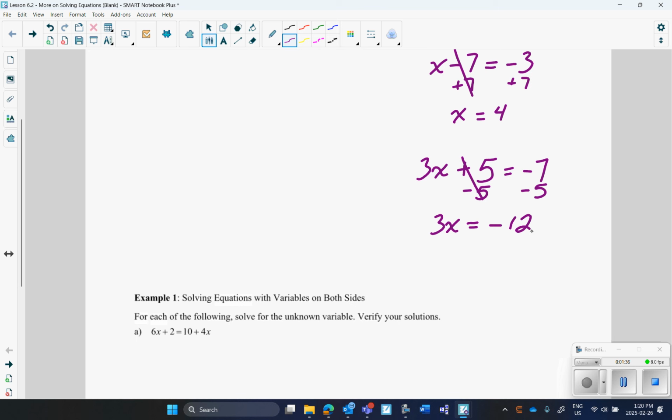And I still don't have x by itself. What do I got to do? Divide both sides by 3. And x will equal -4. Okay? So we've done plenty of ones like this. I'm sure you did those in middle school too. Fond memories of middle school.